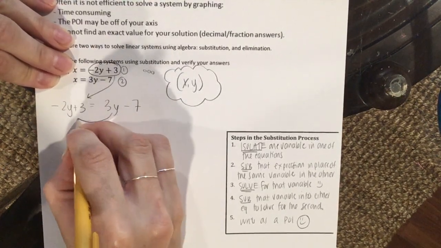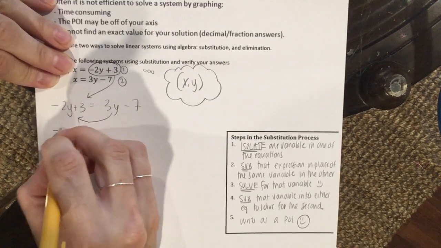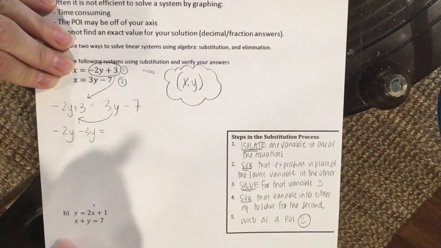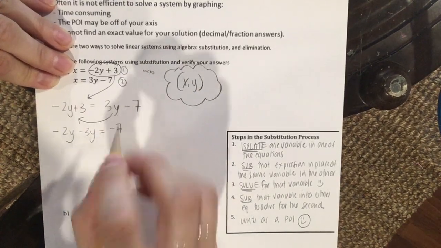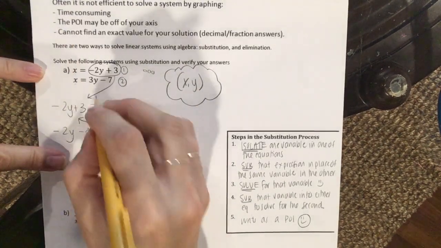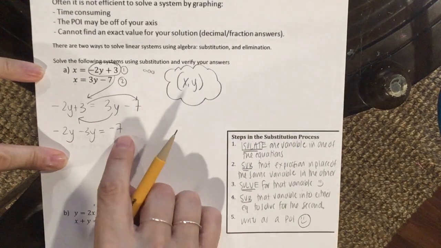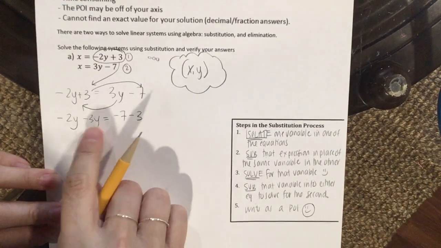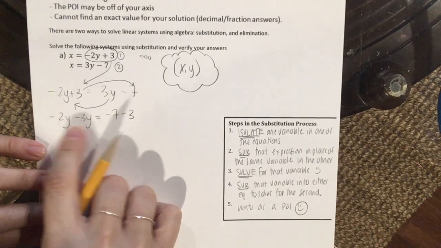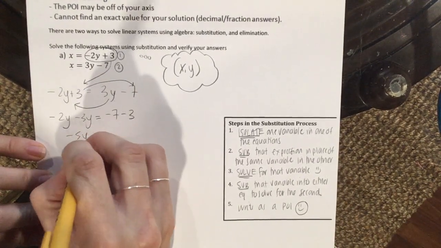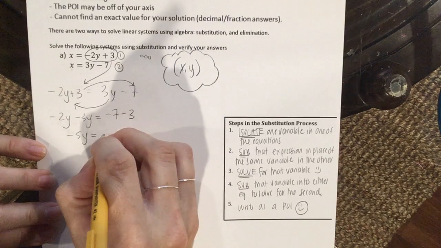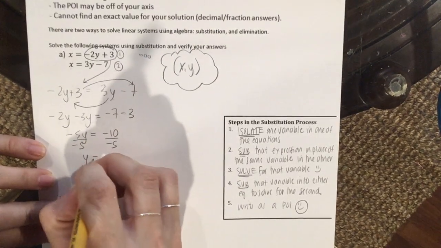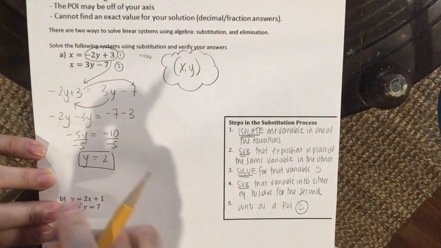I'm going to bring my 3y over here, so I'm going to have to subtract it. I already had negative 2y here, and I'm going to have to subtract my 3y from both sides. On this side, I already had a negative 7, and I'm going to bring my 3 over here to be with my numbers, so I have to subtract 3 from both sides. And now I'm just going to collect everything up. So negative 2y minus 3y is negative 5y, negative 7 minus 3 is negative 10. I'm going to have to divide through by negative 5, and we get that y is equal to 2.